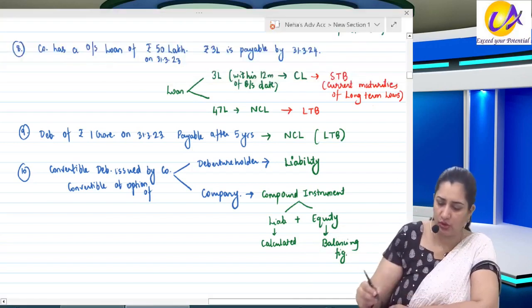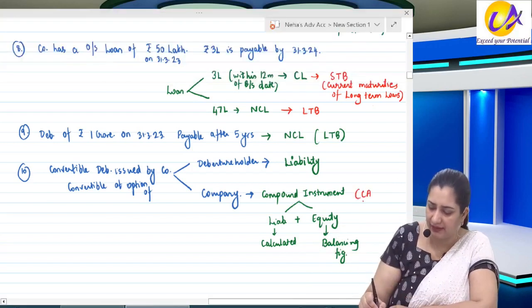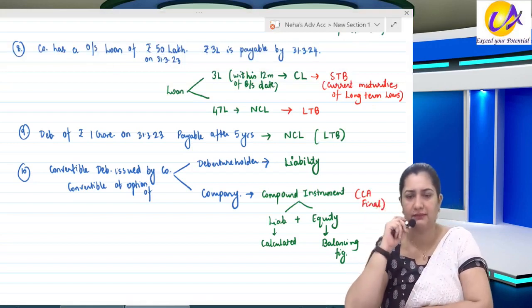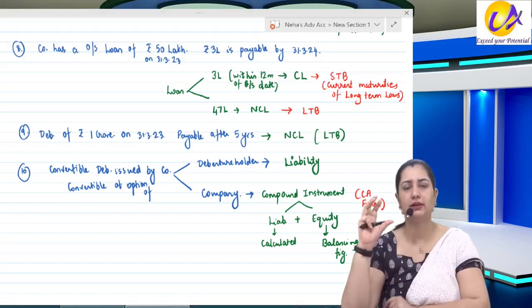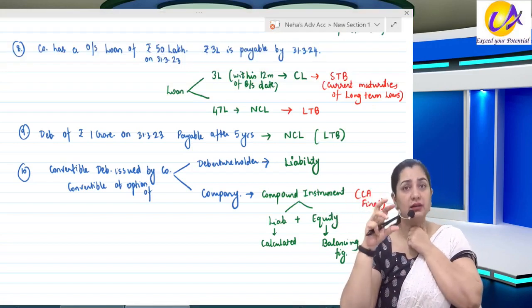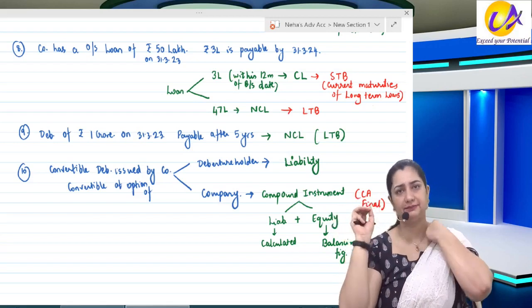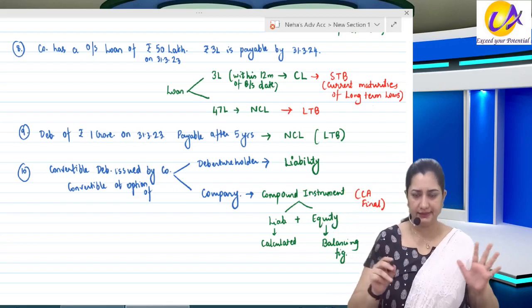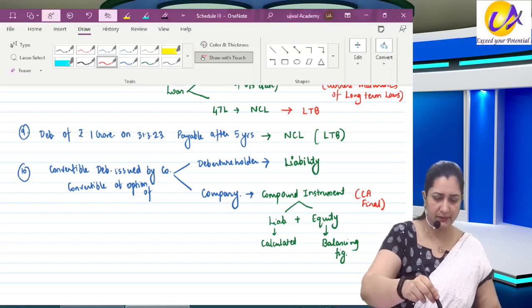But this is purely your CA final. I'll write it here so that you don't get confused. Okay, but I'm just giving you knowledge. So I hope now it is clear what is a current and non-current liability. Okay, so I think it's pretty much understandable.